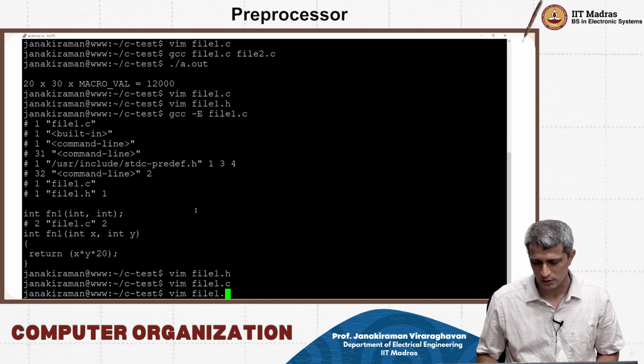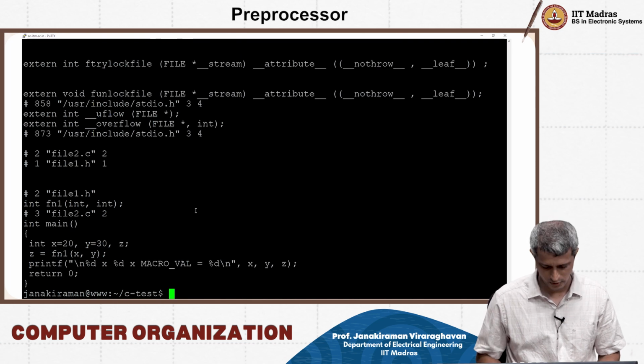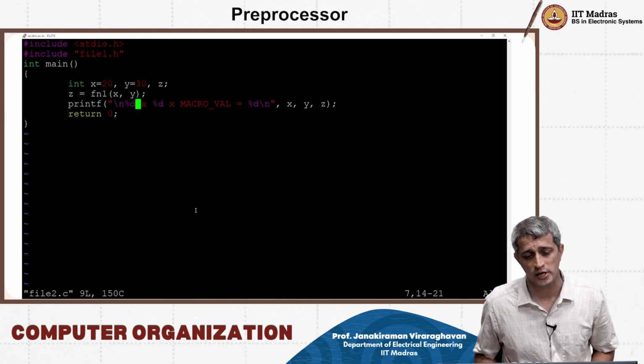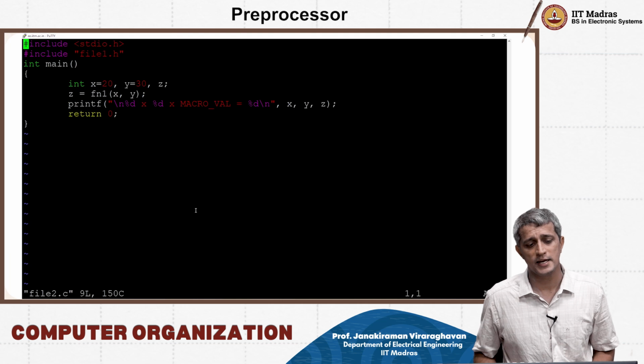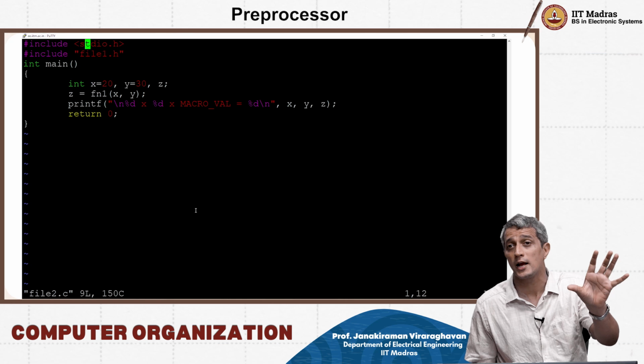So what I'll do is, now instead, I'll run gcc -E on file2.c. You see this, file2.c. What is file2.c, by the way? It is again including #include stdio.h. So whatever is in the stdio.h file.